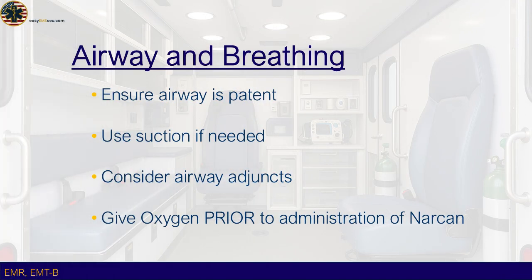Before administering Narcan or any other intervention, airway management must always be the top priority. The first step is to ensure the airway is patent. In opioid overdose patients, the airway is frequently compromised due to unconsciousness and loss of muscle tone, causing the tongue to fall back and obstruct airflow. A quick head tilt chin lift or jaw thrust maneuver can help open the airway, but care must be taken, especially if trauma is suspected.